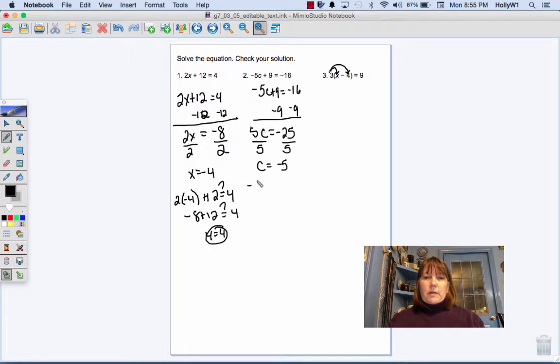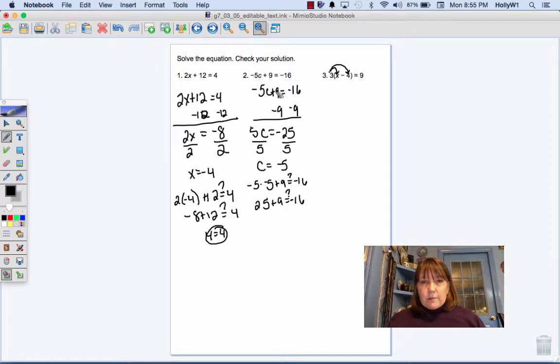Well, does that work? So negative 5 times another negative 5 plus 9, is that equal to negative 16? Well, negative 5 times negative 5 is 25, plus 9, is that equal to negative 16? It's not, actually, because this ends up being 34. Is that equal to negative 16? So clearly I did something wrong here. So let's go back and look to see what I did.